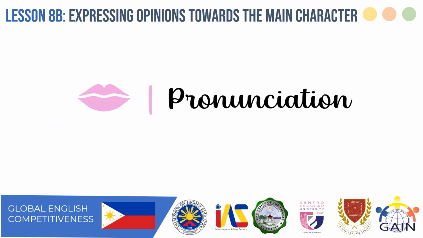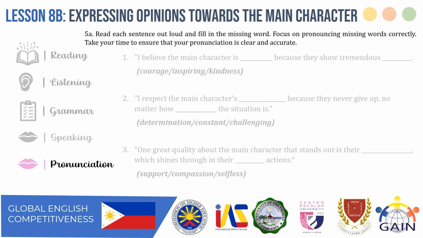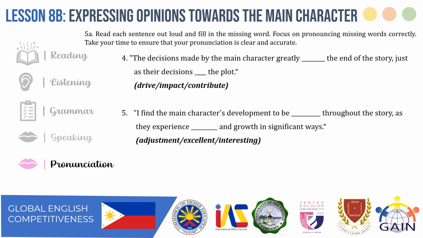Now we're down to the final set of our activities, pronunciation. Read each sentence out loud and fill in the missing word. Focus on pronouncing missing words correctly. Take your time to ensure that your pronunciation is clear and accurate. Pause the video to answer items number 1 to 3. Continue with items number 4 to 5. Here are the correct answers.